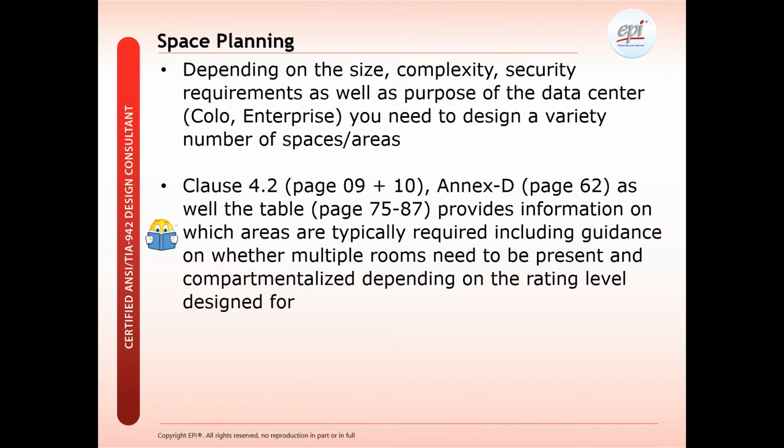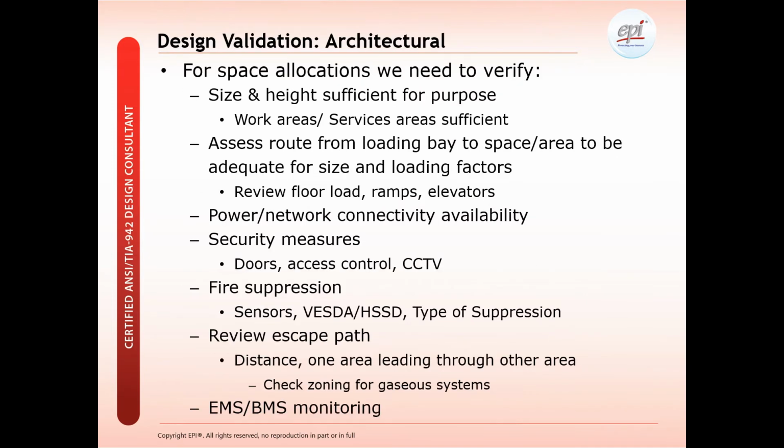During the training, we will reference various parts of the standard, which will give you information on whether multiple rooms may be present or will be required depending on the rating level. For example, for rated 4, we need to have compartmentalized spaces. As you can see on this particular slide, there are lots of spaces we need to consider for size, height, and purpose. We also need to consider whether they're work areas, whether they're surface areas, and that they are sufficiently sized to meet the required rated levels.